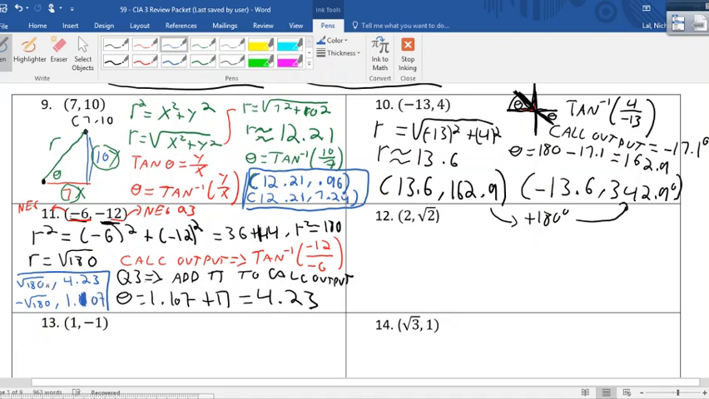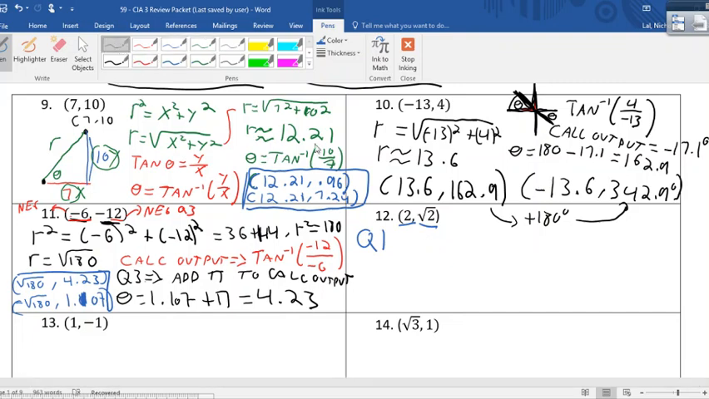1.107. So these are our two polar coordinates. All right, 12 is going to be in degree mode. We can do this quickly because this is in quadrant 1, and when you're in quadrant 1, the calculator output for tangent is your actual value.